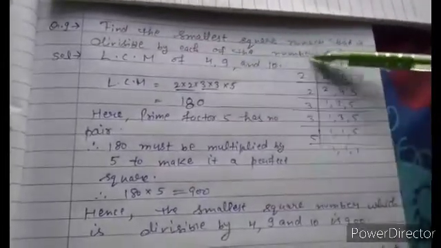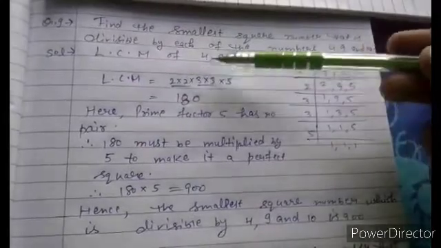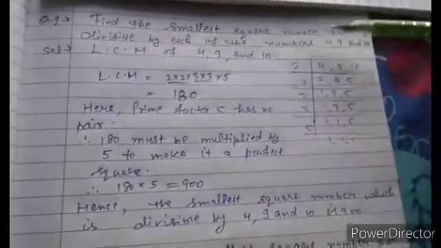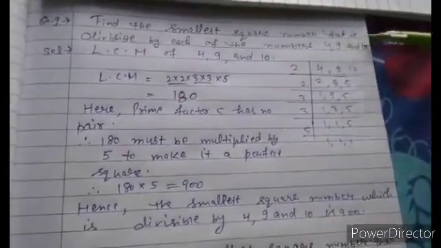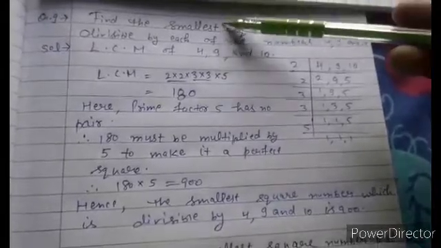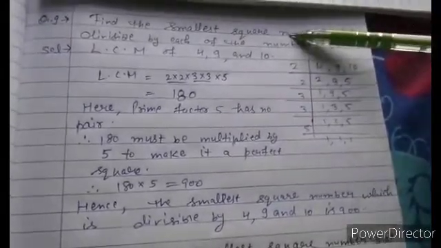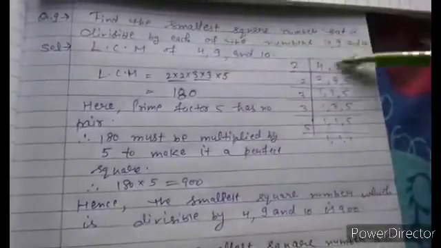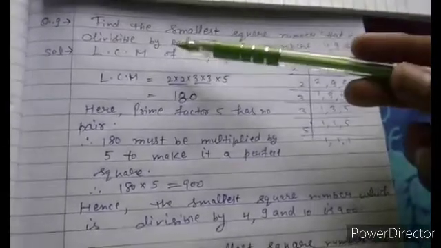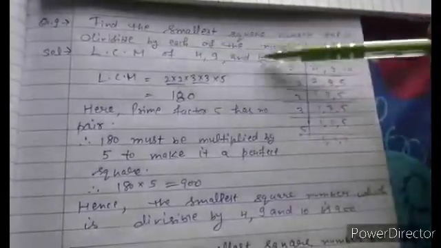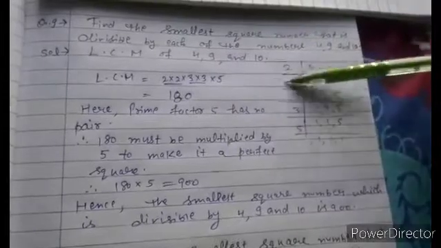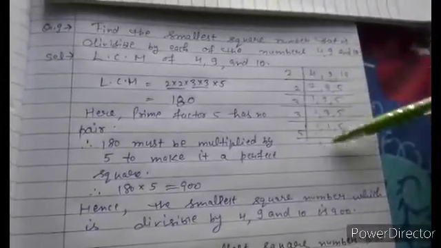NCERT 8th class math, question number 9, exercise 6.3. Find the smallest square number that is divisible by each of the numbers 4, 9 and 10. So here we need to find out the smallest square number which is divisible by these three numbers. So firstly we will take out the LCM of 4, 9 and 10.